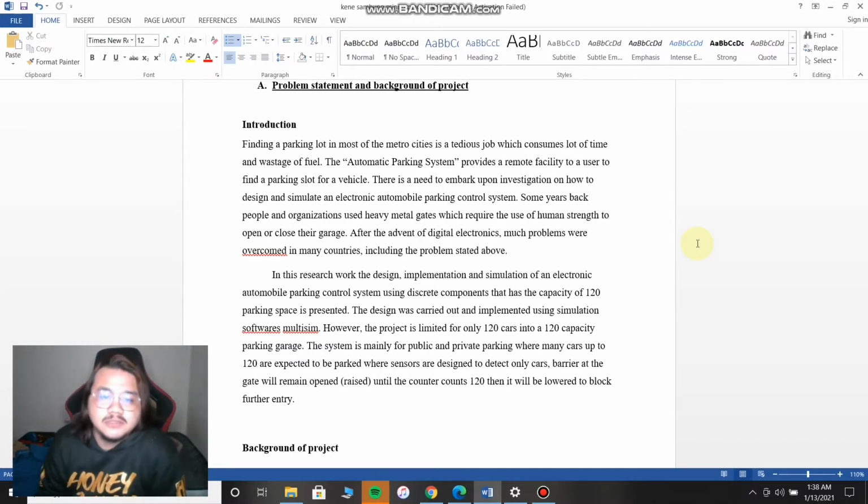However, the project is limited to only 120 cars in a 120 capacity parking garage. The system is mainly for public and private parking, where many cars, up to 120, are expected to be parked, and where sensors are designed to detect only cars. The barrier at the gate will remain open, which is raised, until the counter counts to 120, then it will be lowered to block further entry.